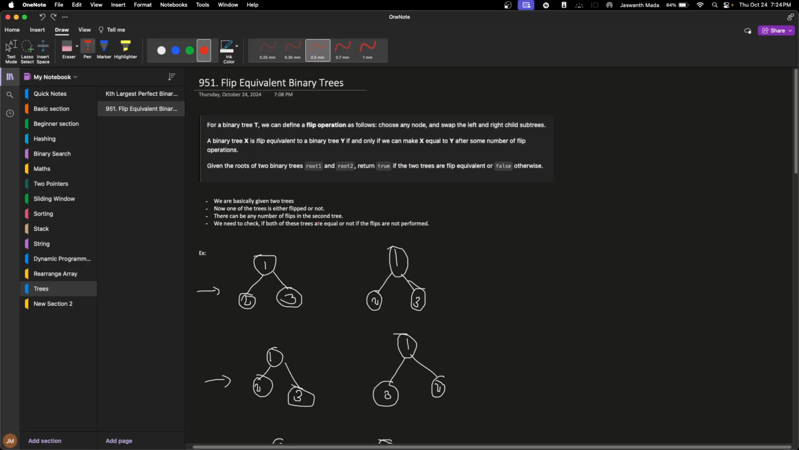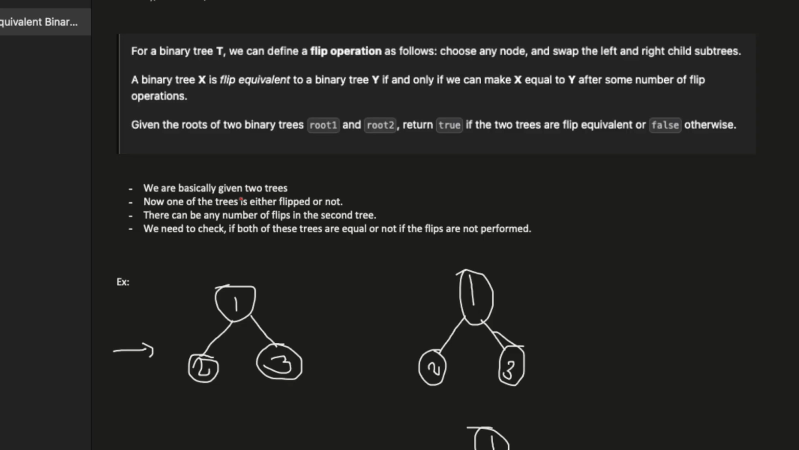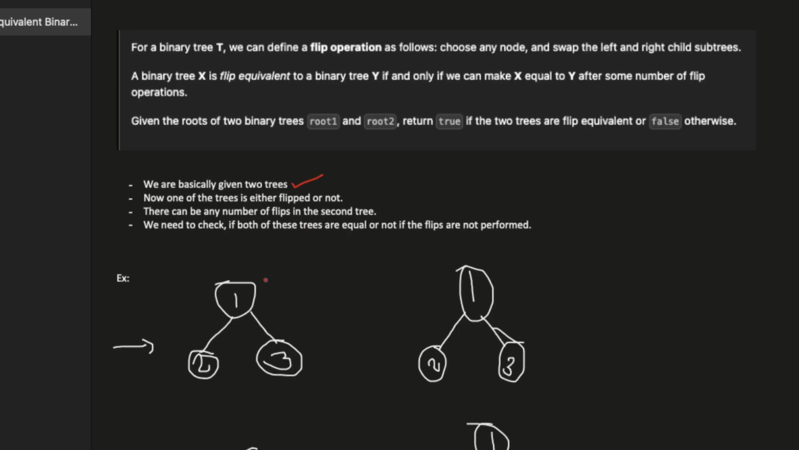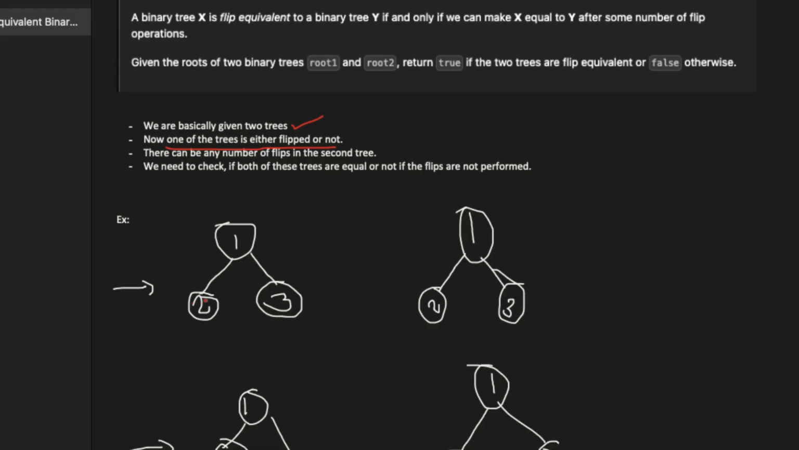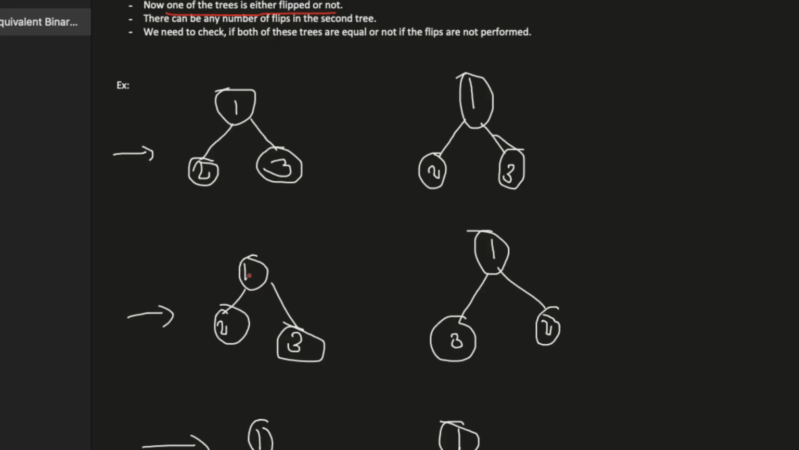So basically, what we are given is two binary trees, and in these two trees, one of the trees is either flipped or not. We don't know whether the other tree is flipped or not. What does it mean by flip? Flip means, suppose we have these two trees, the children of the root node, not only the root node, it can be any node, the children of the node can be swapped. Suppose something like this. If we have 1, 2, 3, here we will be having 1, 3, 2.